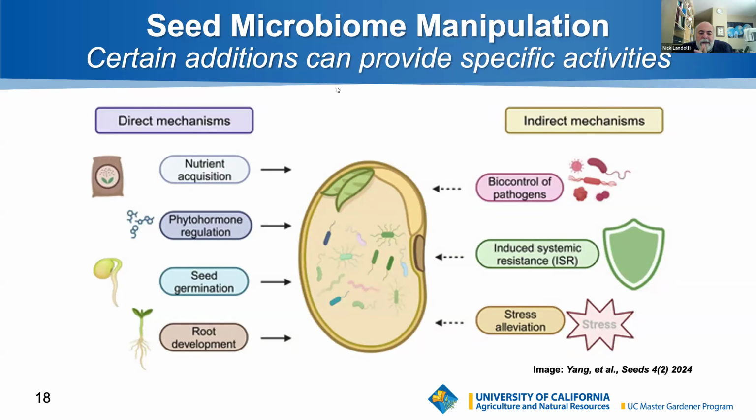With the understanding that seeds contain microbiomes, seed scientists came to the realization that seed microbiome manipulation could be beneficial. They recognized that they could impart to the seed microorganisms that could have a direct effect on the seed, such as enhancing nutrient acquisition, phytohormone regulation, germination, and root development. In addition, microbiome manipulation could have an indirect effect on the seeds in terms of pathogen control, initiation of systemic resistance, and alleviation of environmental stress.